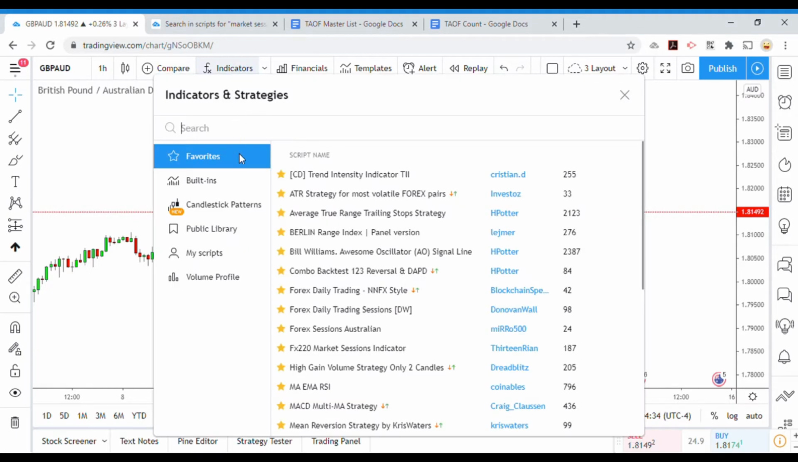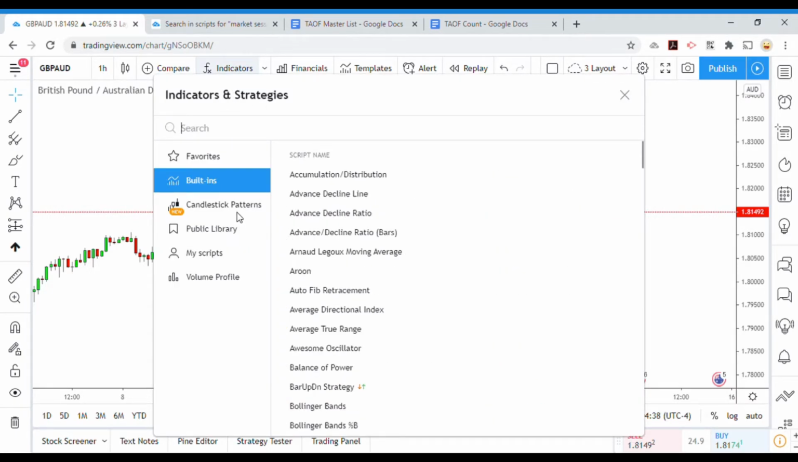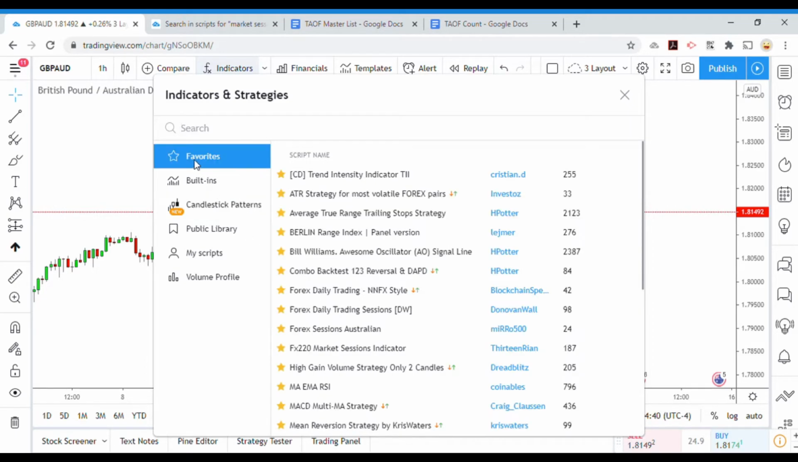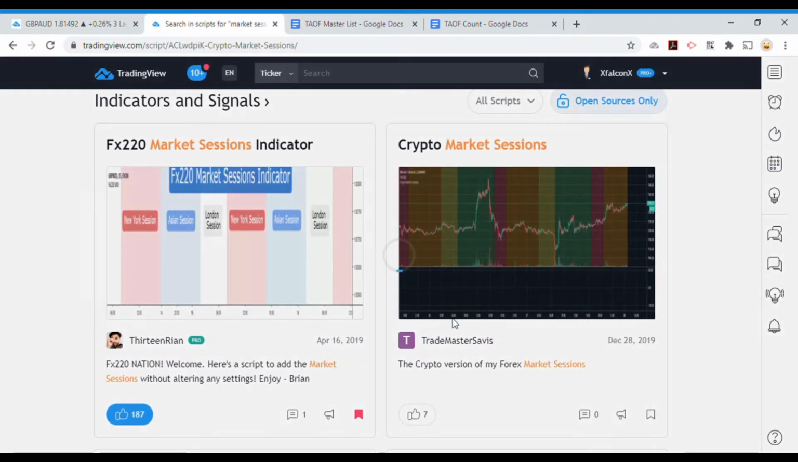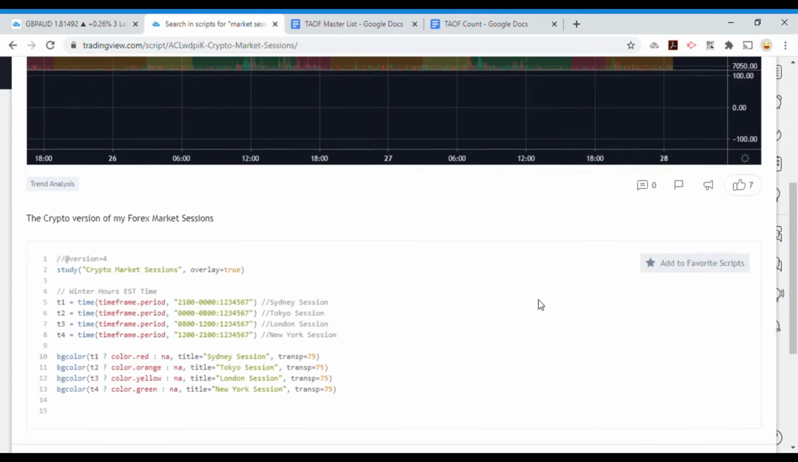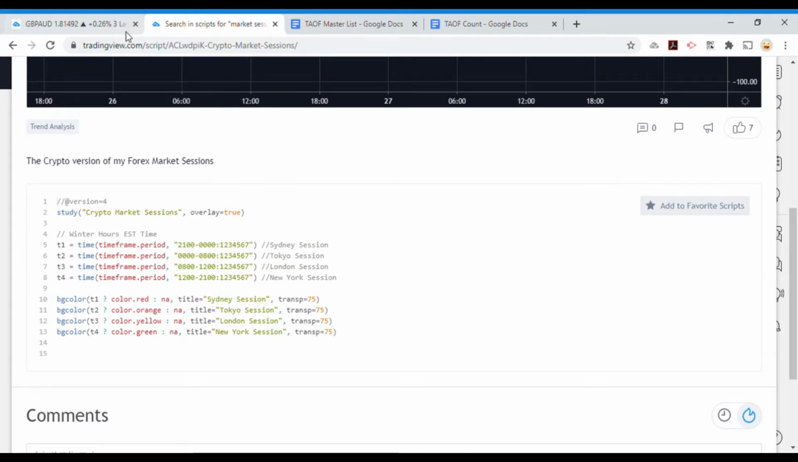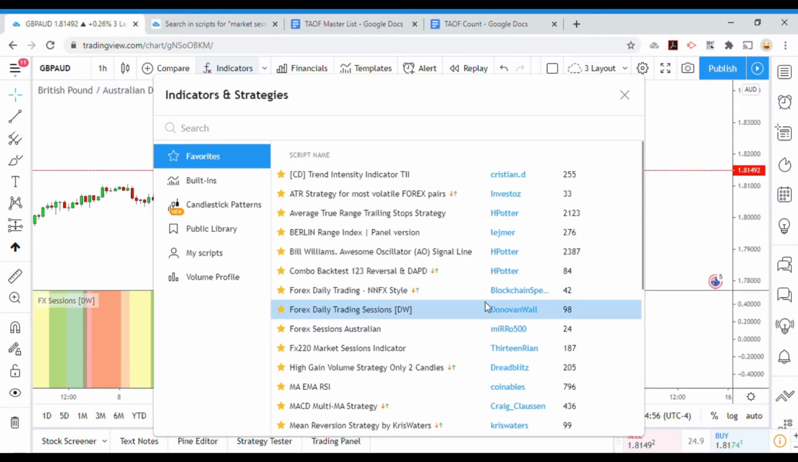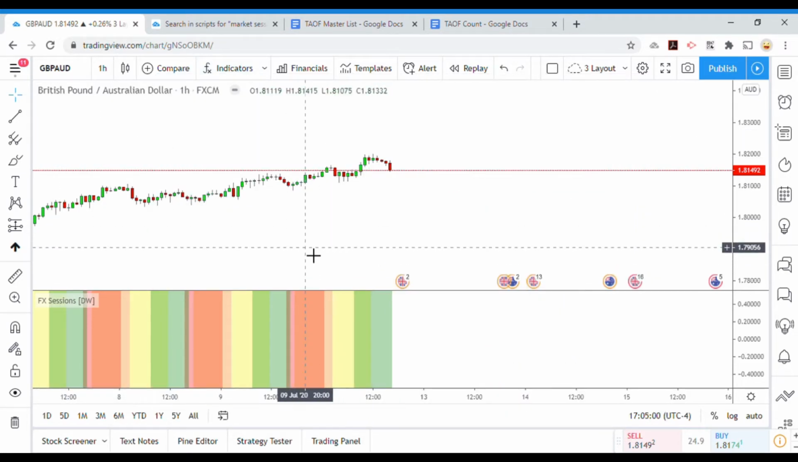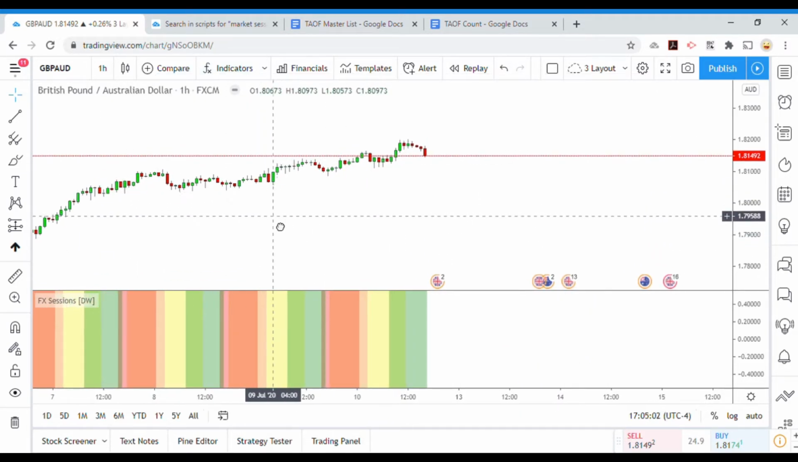What we are looking for is we're going to go up here and go to indicators, and instead of built-in or candlesticks, we are going to click on favorites. These are any of the indicators that you have clicked on and added to your favorites list. Once we get in here, what we are going to look for is the Forex daily trading session by Donovan Wall. That is the one that we favorited, and that is the one that we are going to take a look at.